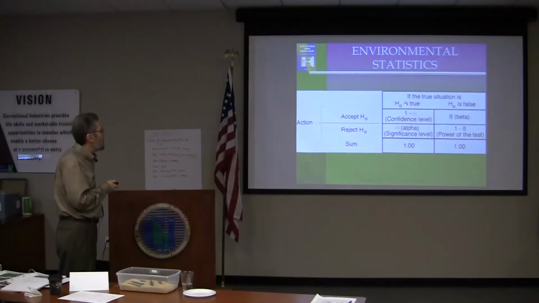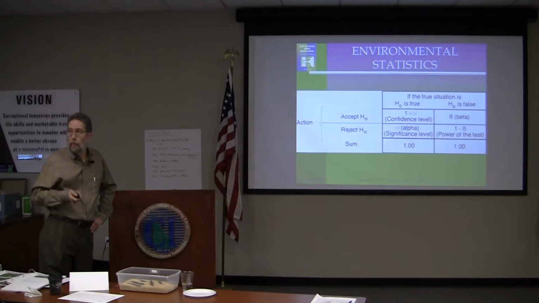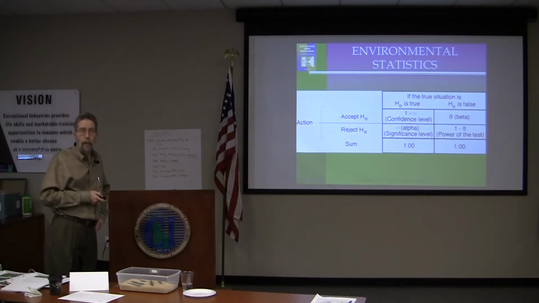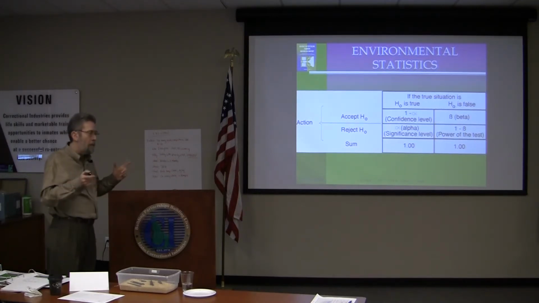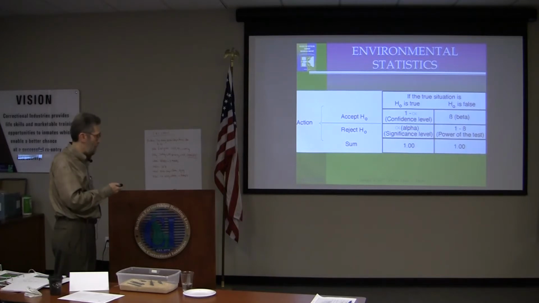We can set up a little matrix here. If the null hypothesis is true and we accept it, then we have high confidence that we made the right decision. And if the null hypothesis is true and we reject it, that's an error that we want to make a very small percentage of the time. Alpha is that percentage: 1%, 5%, 10, 20, whatever alpha you want. If there's a big consequence, you make it a small alpha. If it's not such a big deal, you can make a little bit larger alpha.